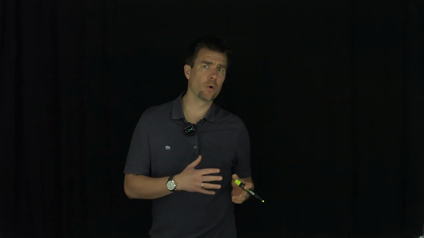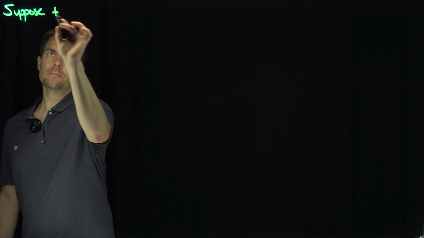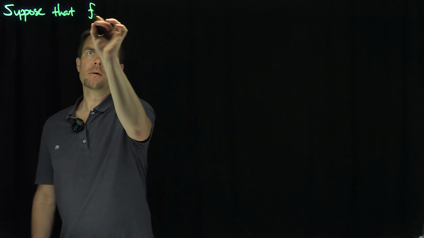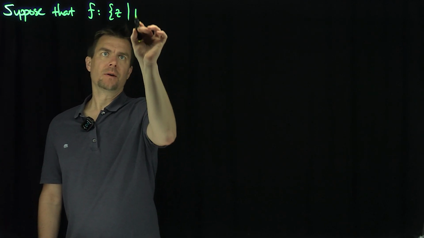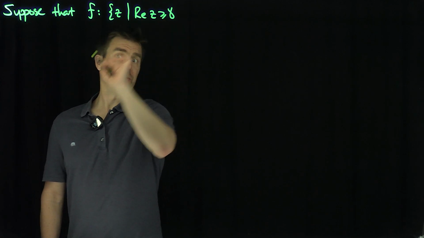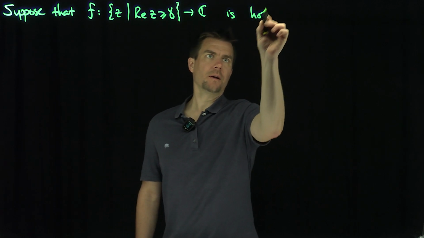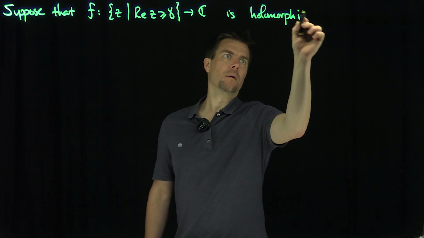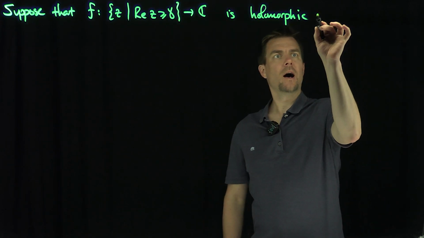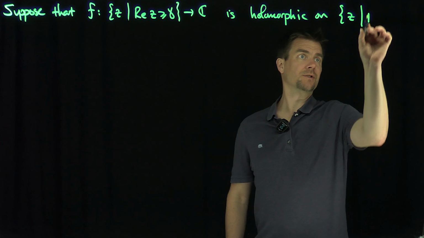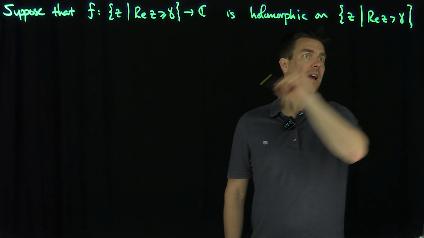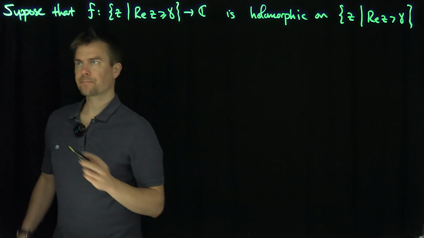Hello students, in this video we'll see how to write a holomorphic function as an improper integral if the holomorphic function is defined on a right half plane. Let's suppose that f maps the set of points z such that the real part of z is bigger than or equal to gamma, some number gamma, so gamma is a real number here, into C, and is holomorphic on the interior of this set, on the set of z such that the real part of z is strictly bigger than gamma. So this, of course, is a right half plane.